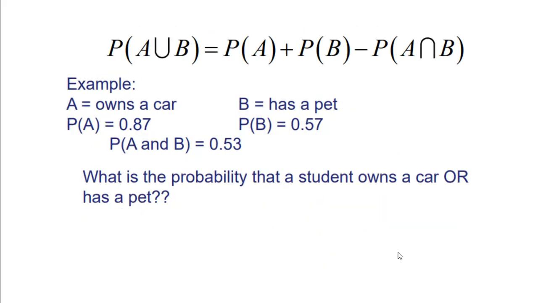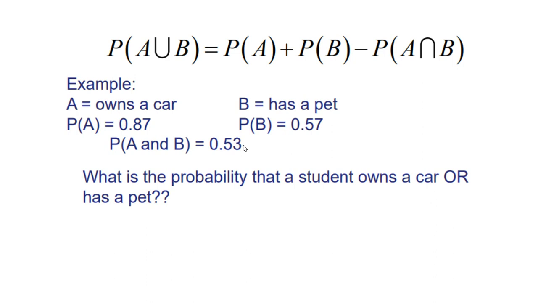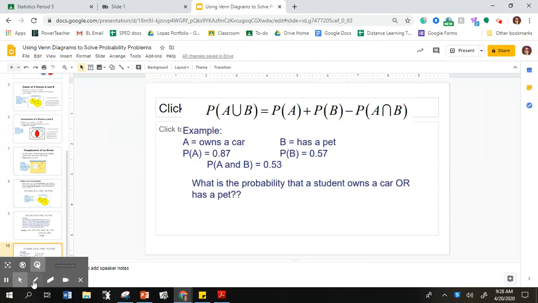Okay, last question. This is the probability of owning a car or a pet. There is an 87% chance that you would own a car. There is a 57% chance that you own a pet. And there is a 53% chance that you own both. So what is the probability that a student owns a car or has a pet? Let's write this out.